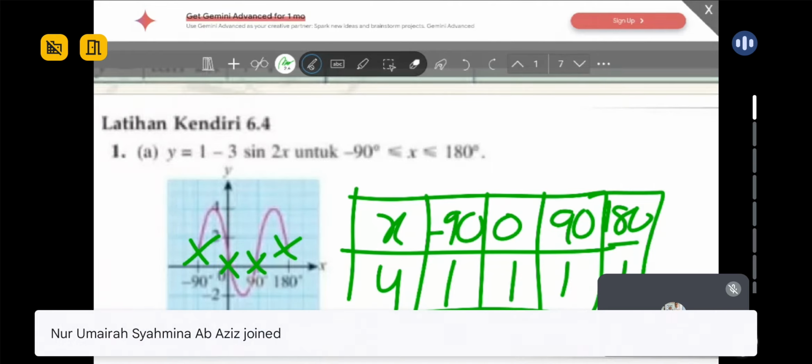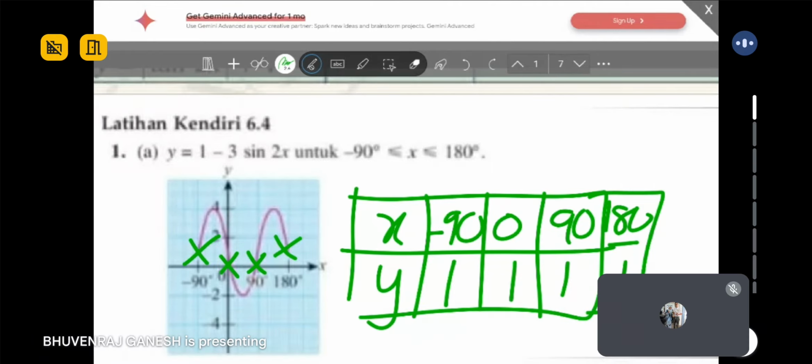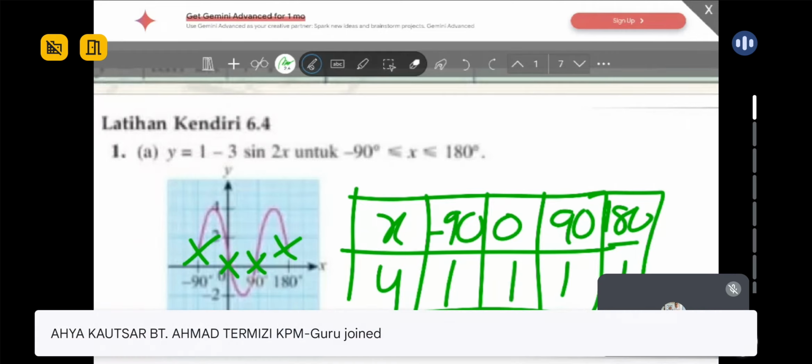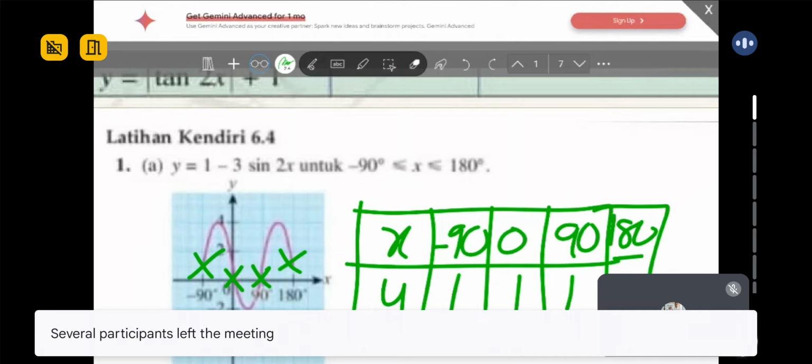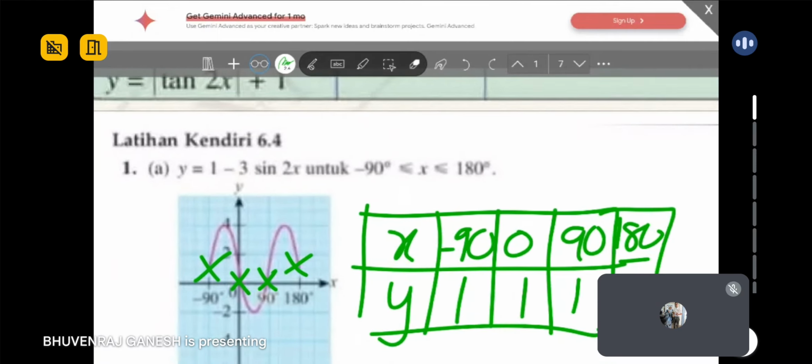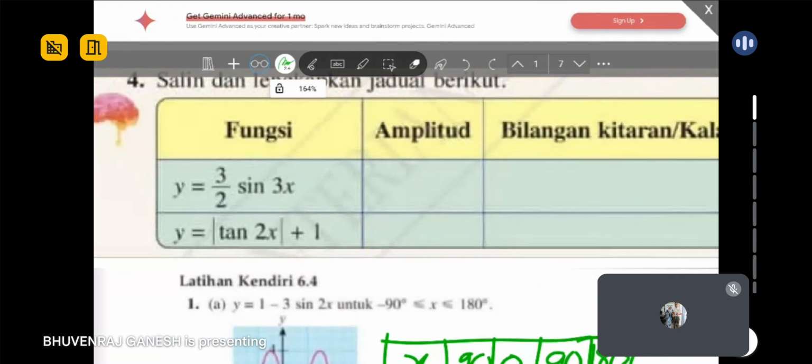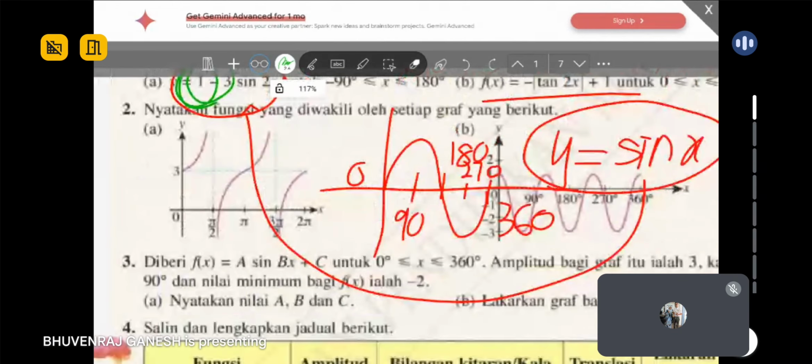Okay, do you guys understand me? Boleh faham? Yes or no? I need to hear your answer. Boleh faham ke tak graph ni? Okay, so you just need to draw a smooth curve. Okay, lukis saja lengkung yang licin. Then you will get the correct answer. Okay, alright. So now, next one.